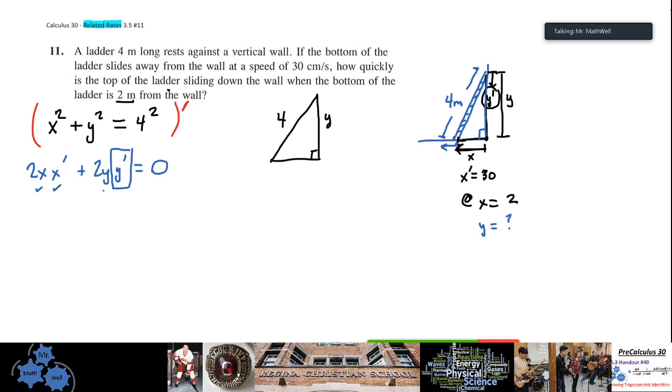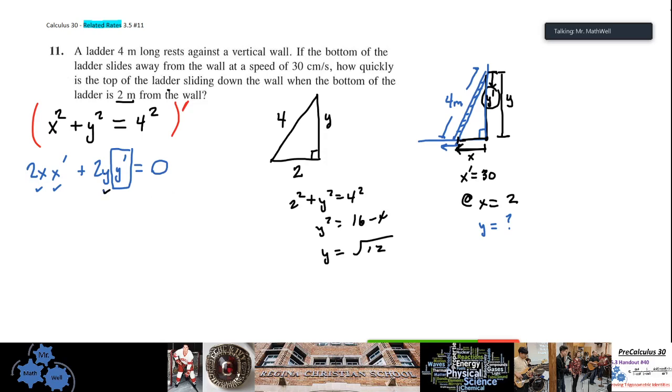If I just let x equal 2, I can easily find out what y is at this moment in time. So 2 squared plus y squared equals 4 squared. y squared equals 16 minus 4. y is root 12. So now I have y.